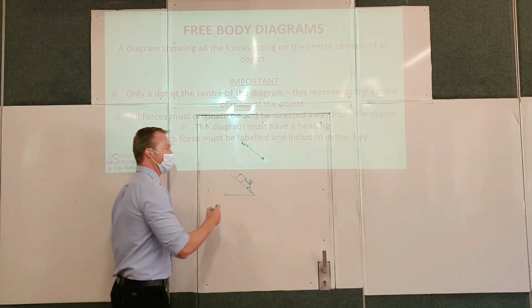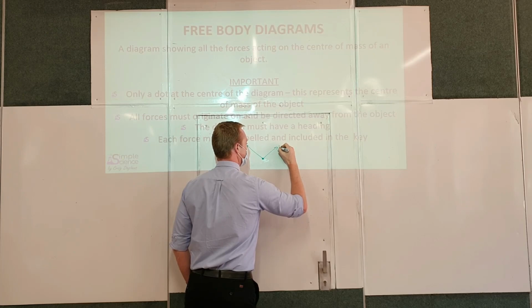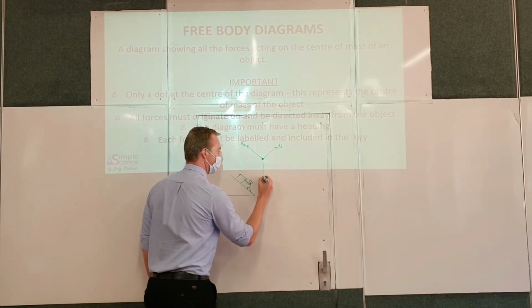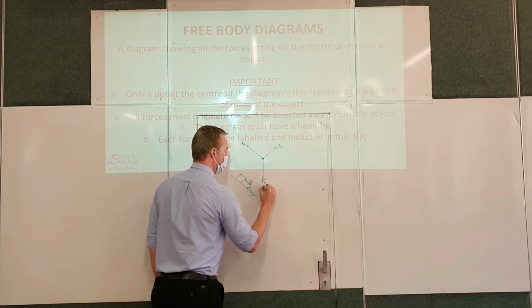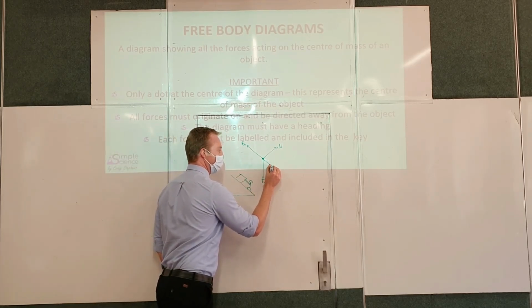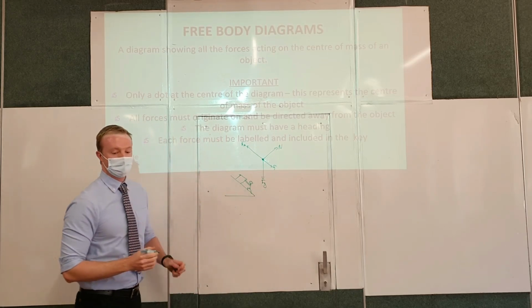The normal force we know is always perpendicular to the surface that the object is on. The force of gravity is always the force that acts vertically downwards, and then there might be a frictional force which would act parallel to the slope and opposite to motion.